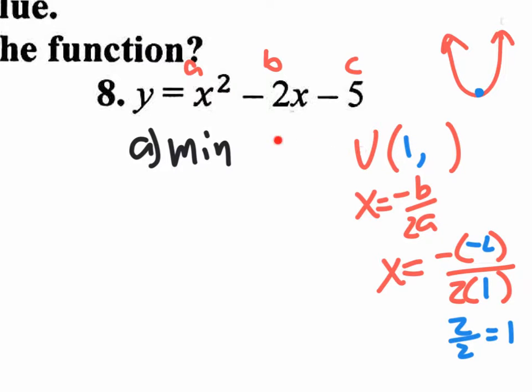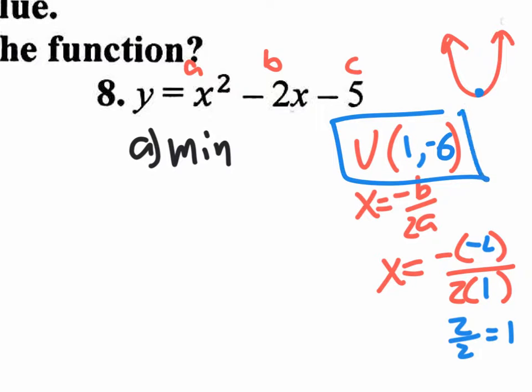So if we do plug in a 1 right here and right here, we could do this in our head. 1 squared is 1. 2 times 1 is 2. So you really have 1 take away 2. That's negative 1. And negative 1 minus 5 is negative 6. So when I plug in a 1, I get out a negative 6.